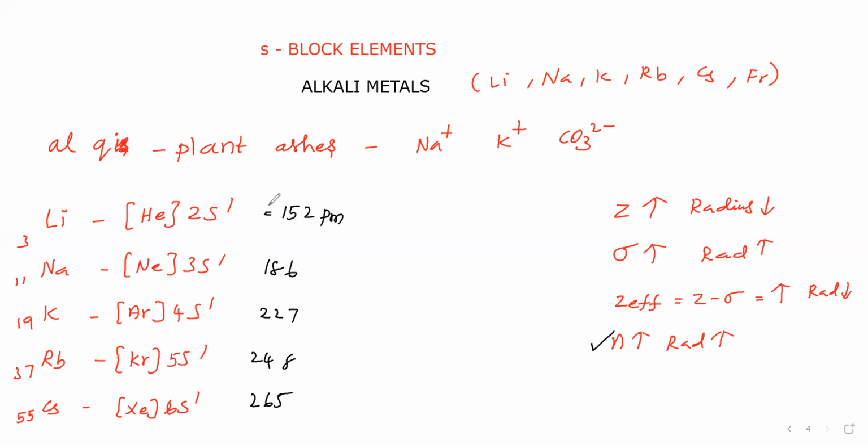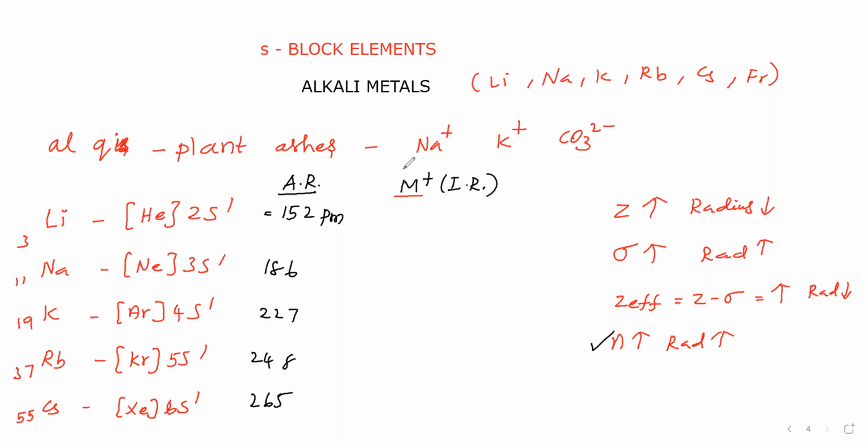Next we will see ionic radius, the M plus ionic radius. Why M plus? Because alkali metals show a +1 oxidation state. Alkali metals are showing +1 oxidation state. Now we will see ionic radius.